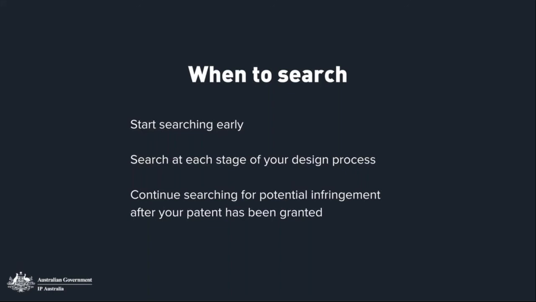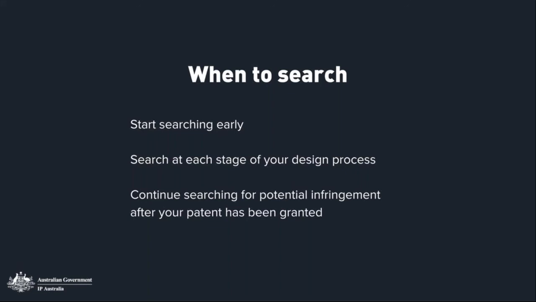Next, search at each stage of your design process. As your design changes, you need to update your search strategy. And you will need to continue searching for new patents that might infringe on your patent after your patent has been accepted and granted. You might consider paying an attorney firm to conduct infringement searches.